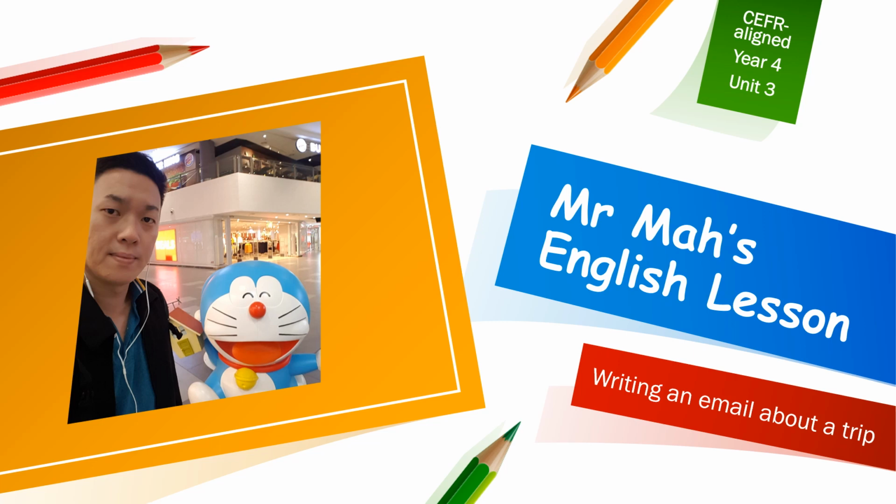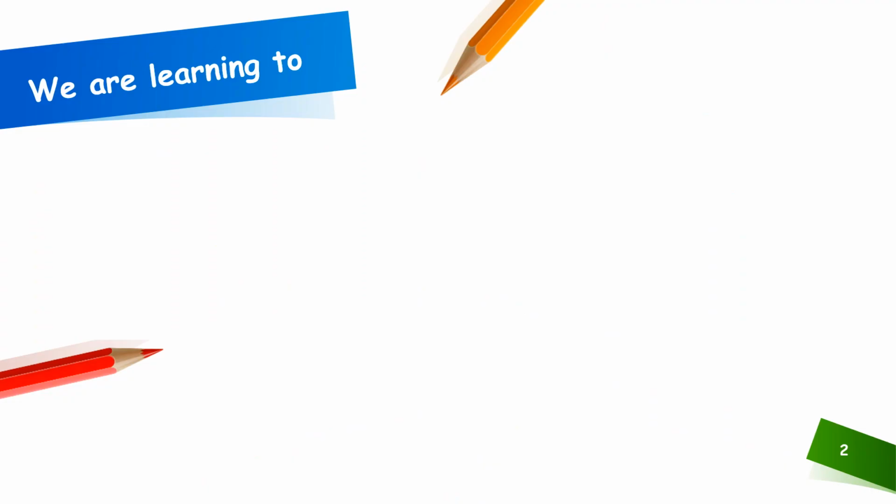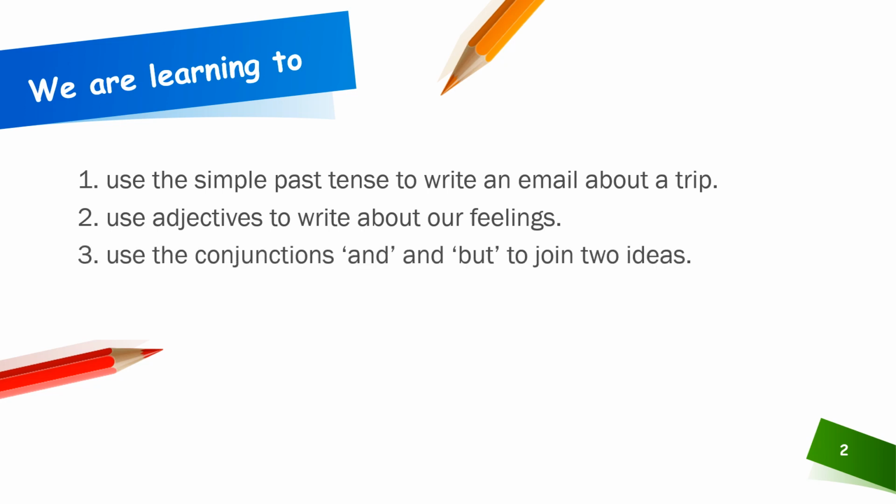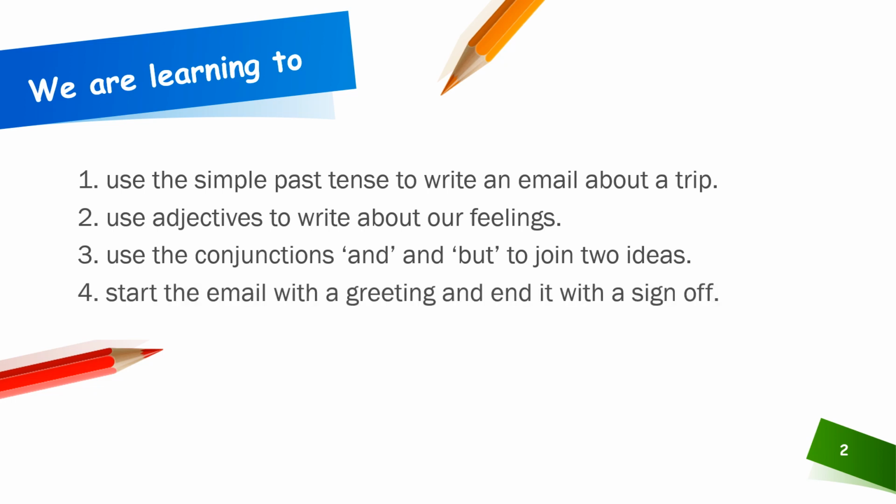In this video, we are going to learn about writing an email about a trip. Now, we are learning to use the simple past tense to write an email about a trip. Use adjectives to write about our feelings. Use the conjunctions and, but to join two ideas. And to start the email with a greeting and end it with a sign off.